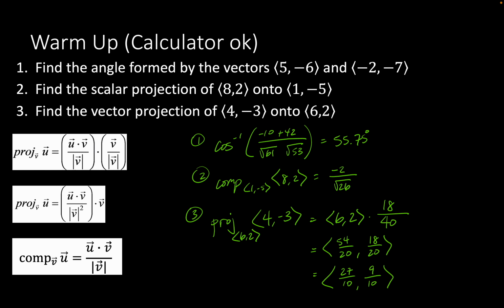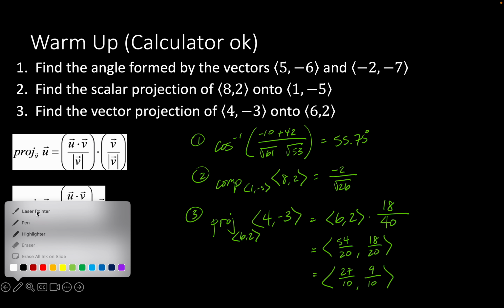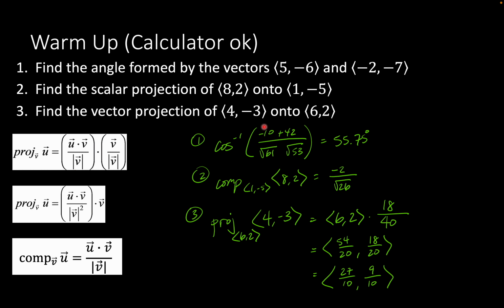So in problem 1, we are asked to find the angle formed by vectors 5, -6 and -2, -7. So what we are going to use here is the idea of a scalar product or dot product. So I'm going to start by finding the dot product of those two vectors. That's 5 times -2 is -10, plus -6 times -7 is plus 42. And then divide that by the product of their magnitudes. Take an inverse cosine and you will find that the angle between the vectors is about 55.75 degrees.